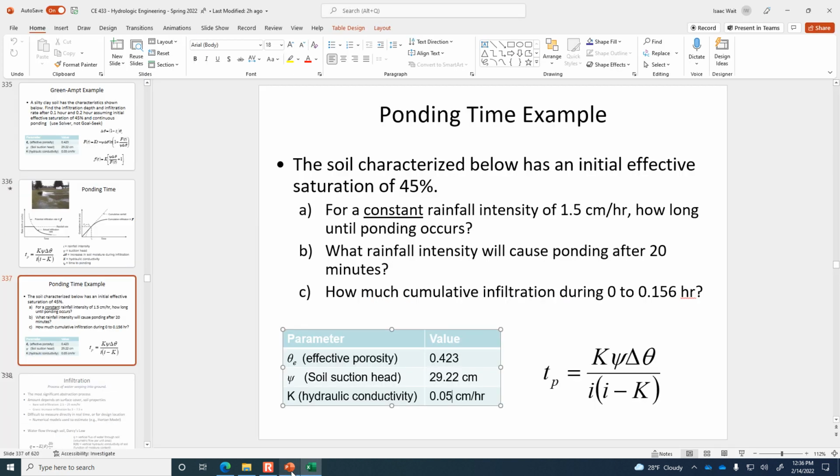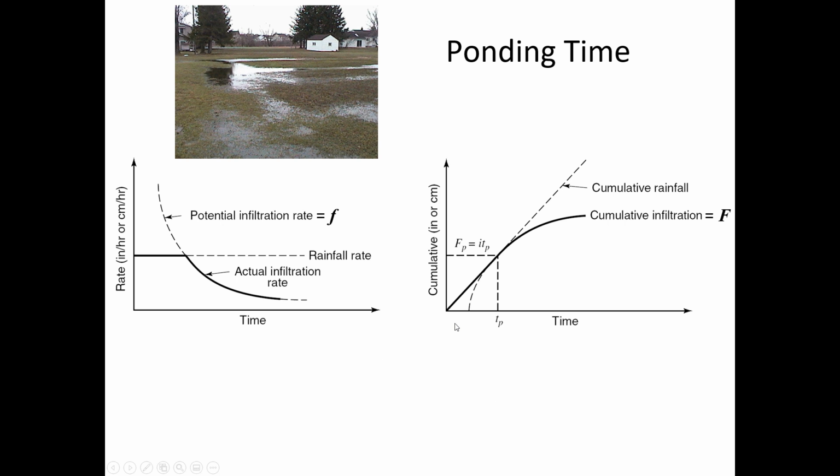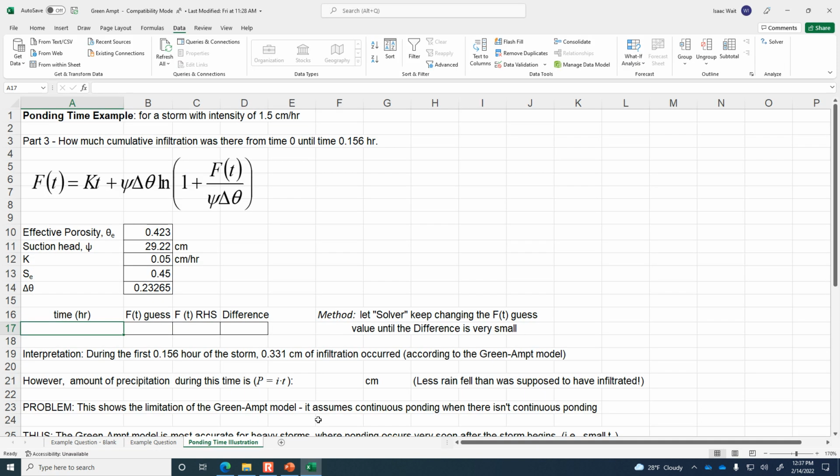Okay, so this is asking us how long is it going to take until ponding occurs? And so by definition, what that means is we're solving for some time where the rainfall curve intersects the cumulative infiltration curve. So the rainfall intensity during this early stage of the storm is constant, 1.5 centimeters per hour. So we're going to try and find out when the rainfall depth that occurs after a certain period of time would match up with the cumulative infiltration. So this is kind of like a graphical solution looking for the point of intersection between the rainfall and the infiltration depth.